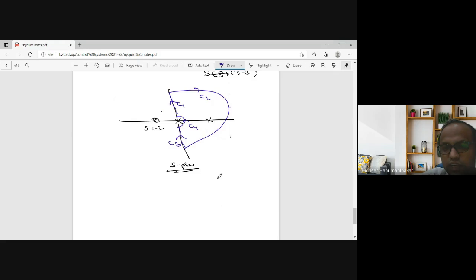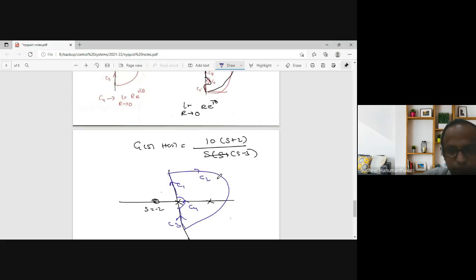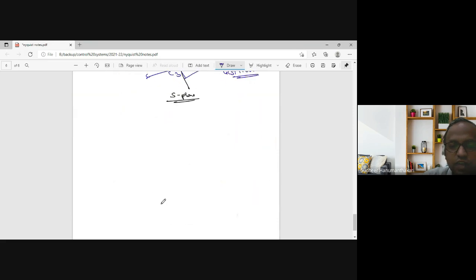Clear? It may have anything; you may have another factor like S plus something, S minus 5 or S minus 10. See how many poles and zeros there are. Now we'll plot the corresponding C1, C2, C3, C4 in the G of S into H of S plane. Then it is going to result in a Nyquist plot.